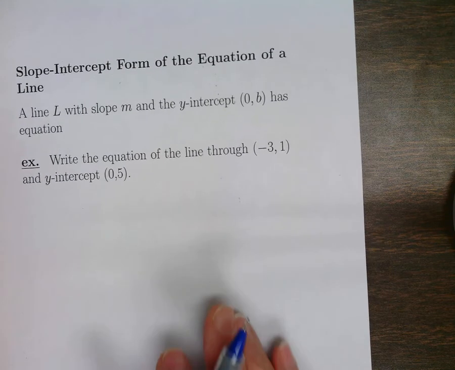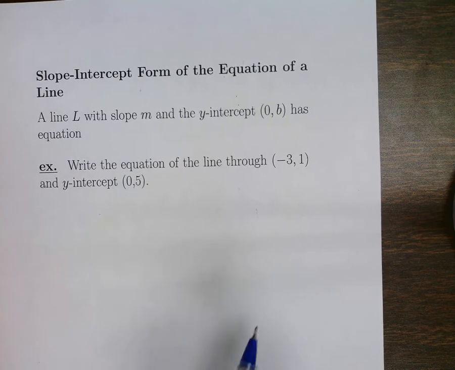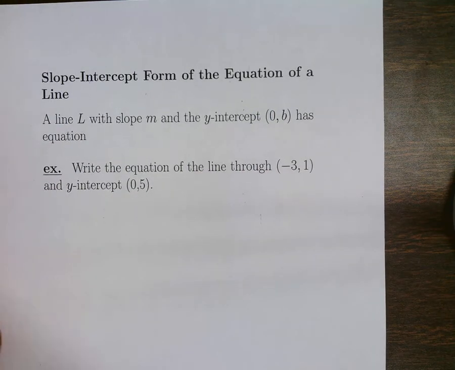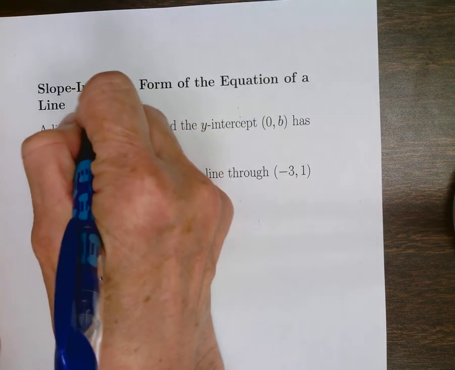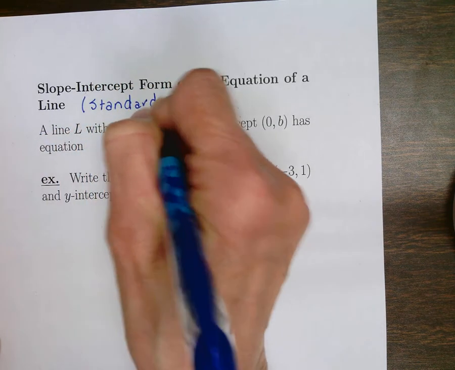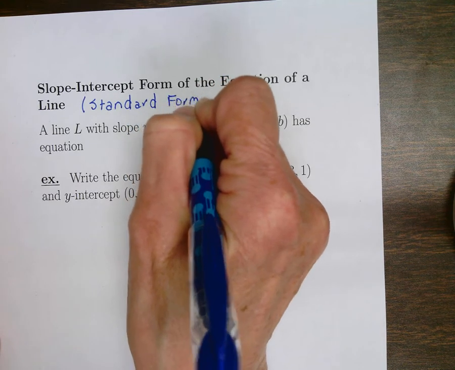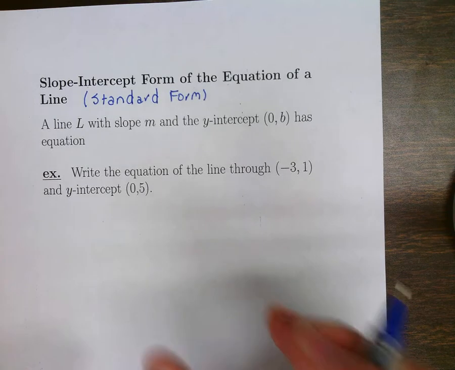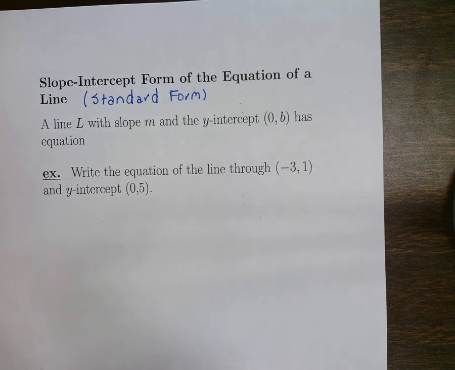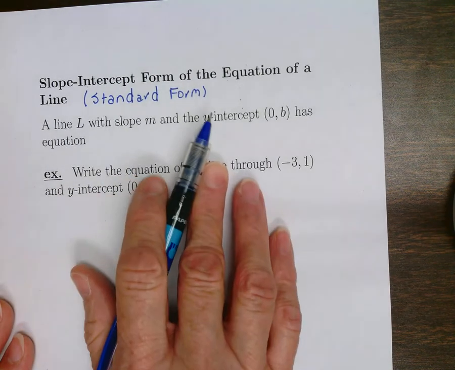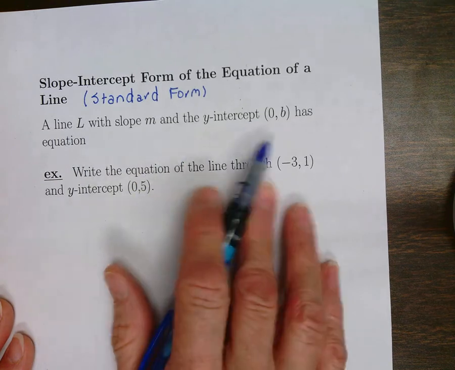Now the other form of a line, which is really more useful to us because it gives us more information, is the slope-intercept form of the equation of a line, sometimes called standard form. If you remember, standard form of a circle is the form where we can find the center and radius: x minus h squared plus y minus k squared equals r squared. Standard form is the form that's most useful. And for a line, the standard form is the slope-intercept form.